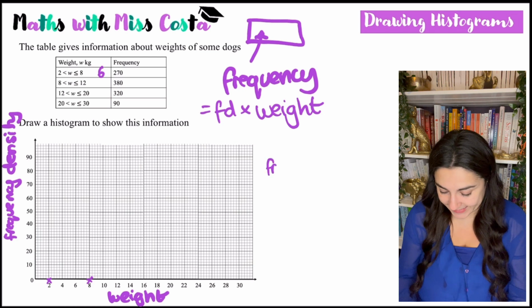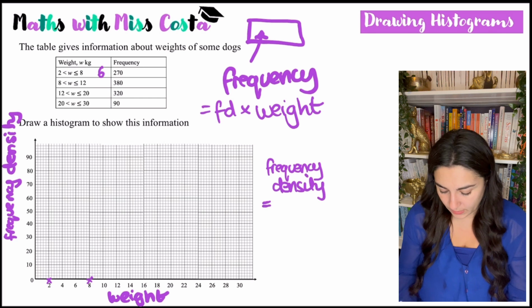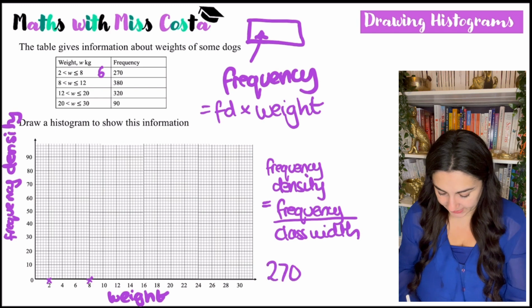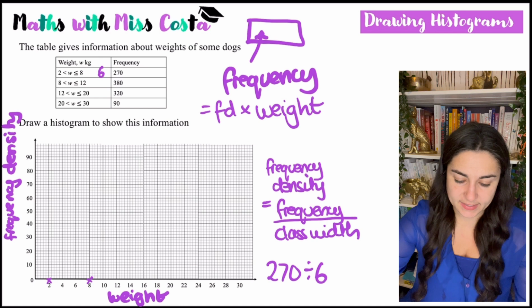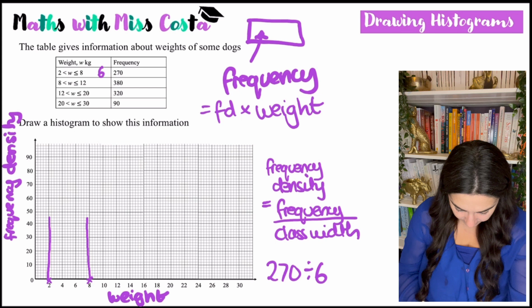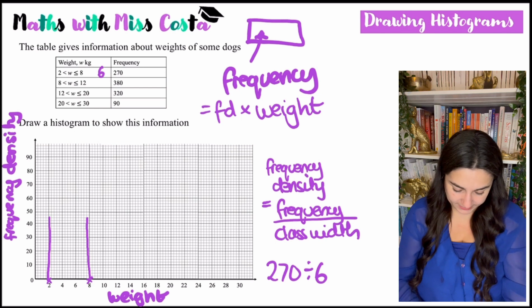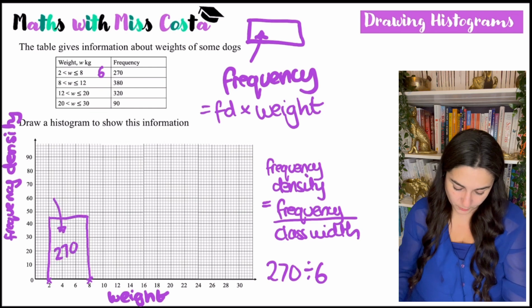So to find the frequency density from a histogram, what I'd do is the frequency divided by the class width. So in this case, the frequency is 270, so I do 270 divided by 6, which is 45. So I know that the height needs to be 45. And essentially, in a histogram, the area represents the frequency. So this represents 270 people.